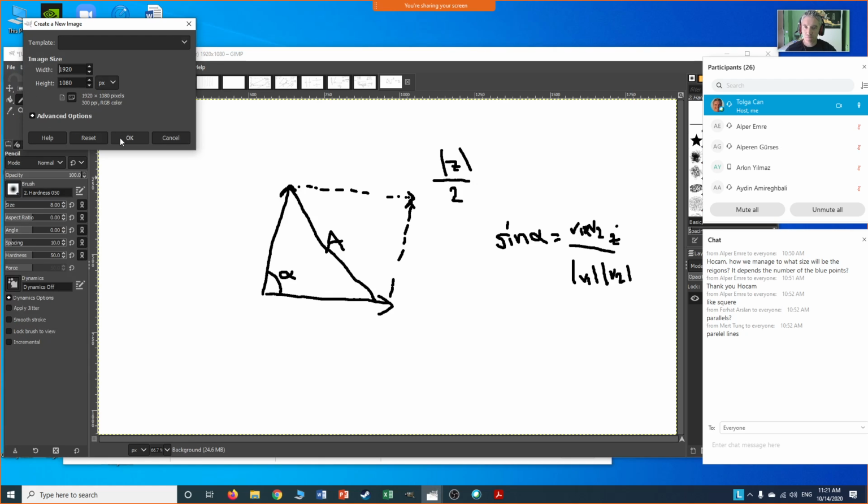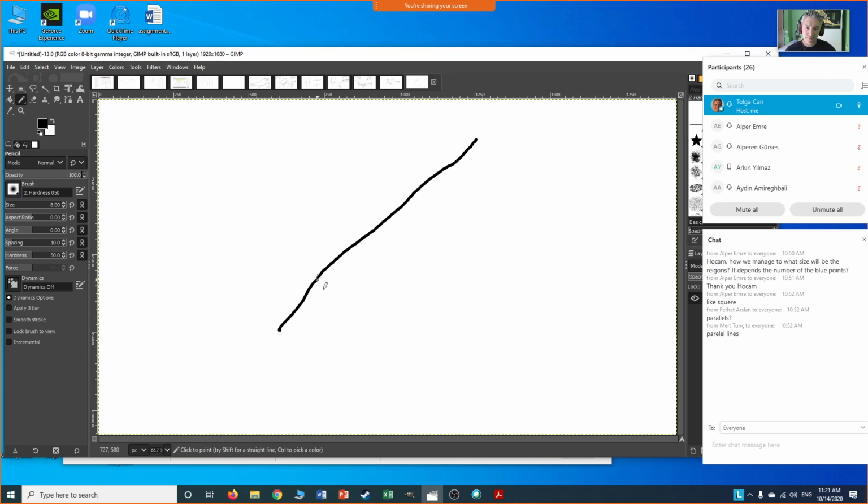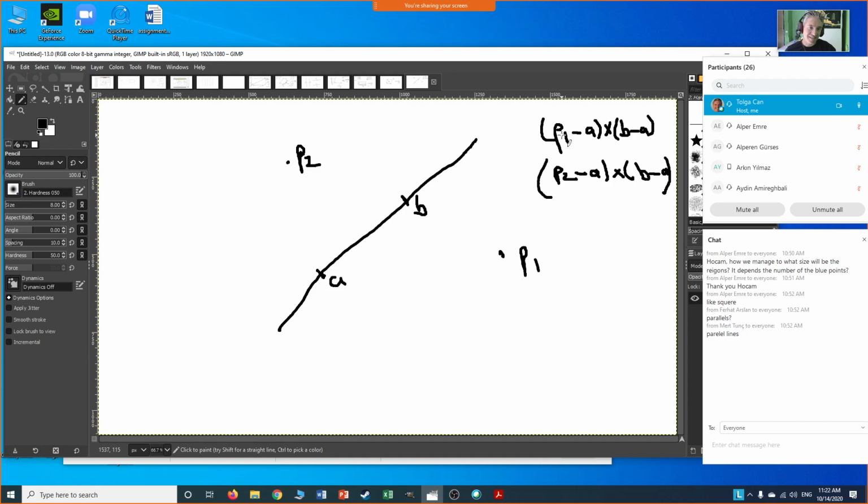All right, so now I will show you some applications of the cross product. One very good application is that if I have a line from A to B, I can distinguish whether two points are on the left-hand side or on the right-hand side of this line segment. Look at these two vectors, P1 minus A and P2 minus A. If I cross product each of them with B minus A, the signs of the z components of these cross products are going to be different.